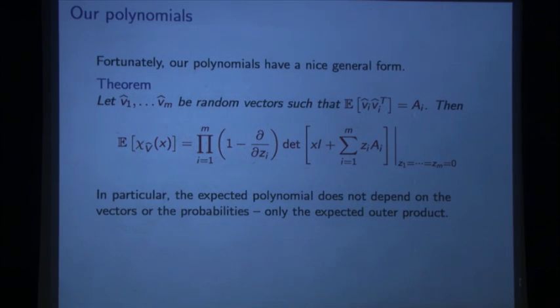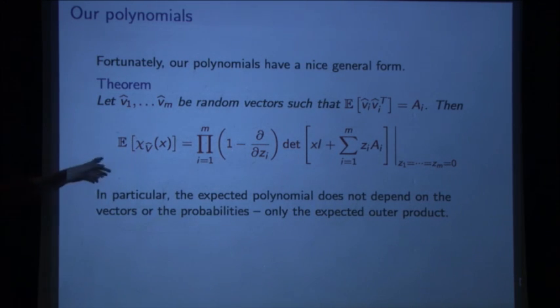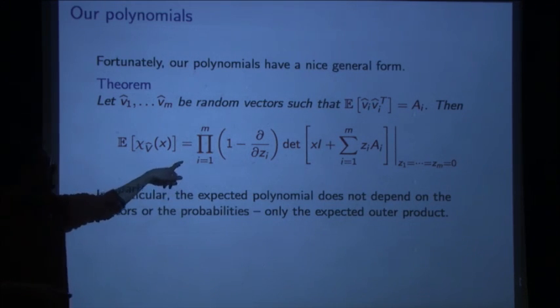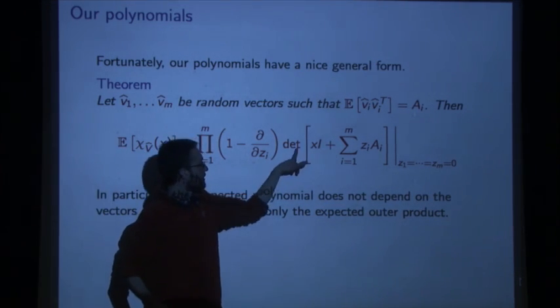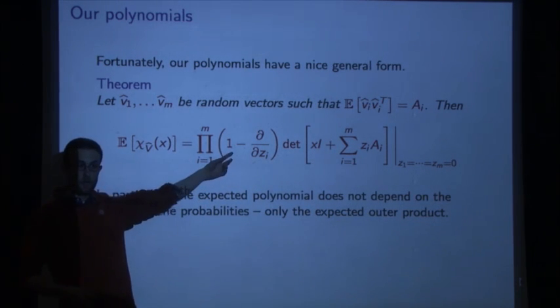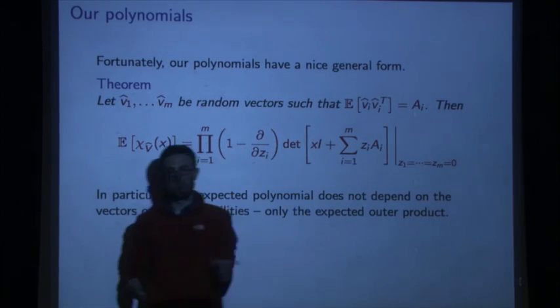Okay. So now I need to understand our polynomials. But fortunately, our polynomials have a nice general form. So let v1 through vm be the random vectors, and let Ai be the expected outer product of each random vector. My claim is that the expected characteristic polynomial is, you start with this polynomial, the determinant of xI plus the sum of ziAi. You apply this operator to it for each i, and then you set all of the zi's equal to 0.